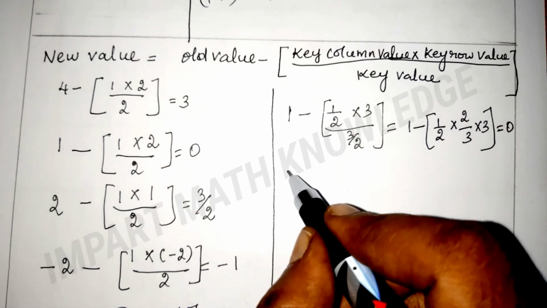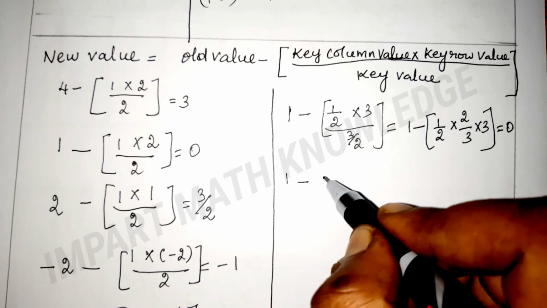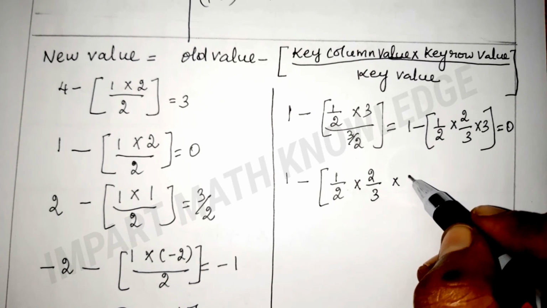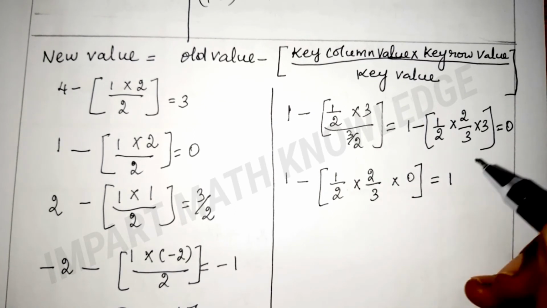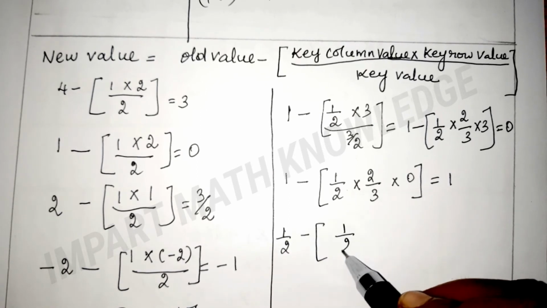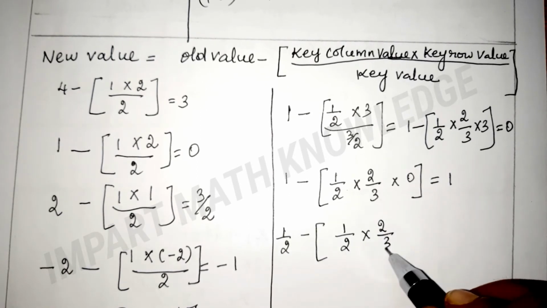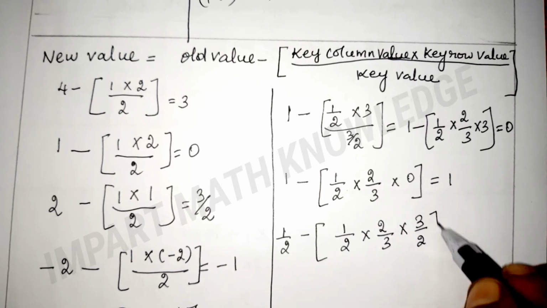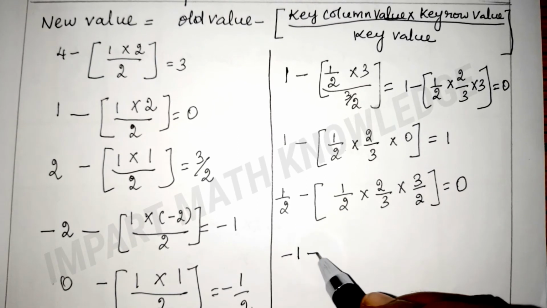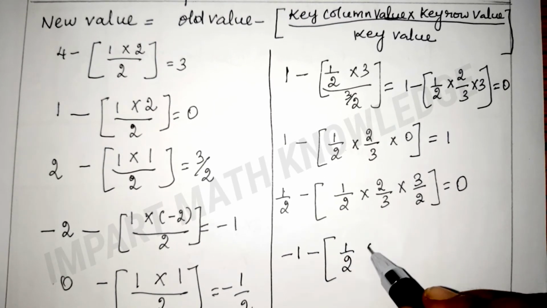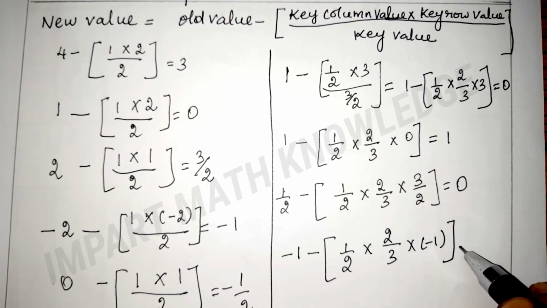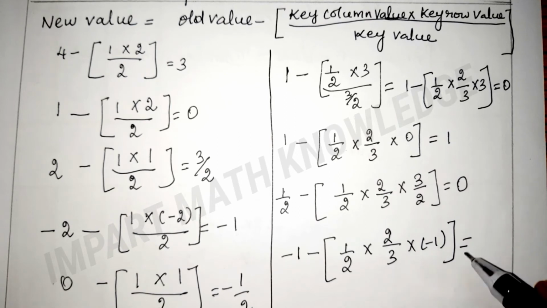The second one is old value minus key column value into key row value divided by key value. That is 1. Next one is 1 by 2 minus key column value, divided by key value, into key row value. So the value is 0. The next one, minus 1 minus key column value into key row value divided by key value. If you simplify this, you will get minus 2 by 3.